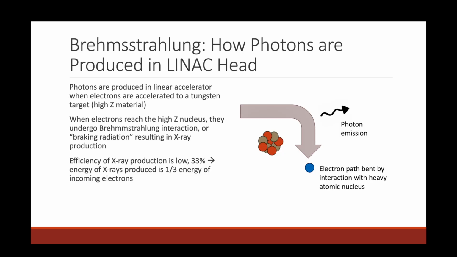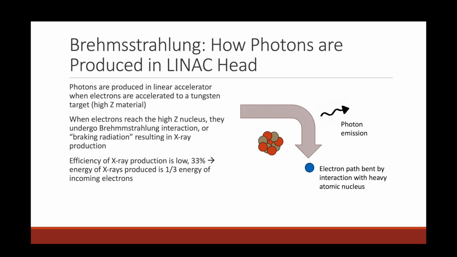Photons are produced by a machine known as a linear accelerator, which is called a LINAC for short. A linear accelerator takes electrons and accelerates them to a tungsten target, which is located in the head of the machine. And you can see the head of the linear accelerator when you're in a treatment room. So the tungsten target is a high Z material, meaning it has a high atomic number. And so when electrons reach that high Z nucleus, they undergo what is known as a Bremsstrahlung interaction, also known as braking radiation. The electrons basically curve around that heavy nucleus, and that change in energy results in photon emission, or in other words, X-ray production.